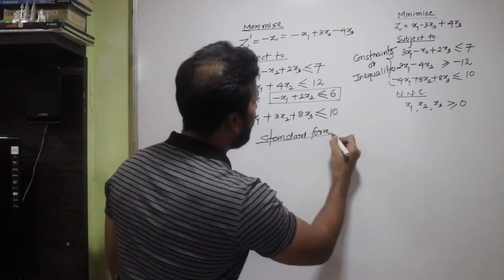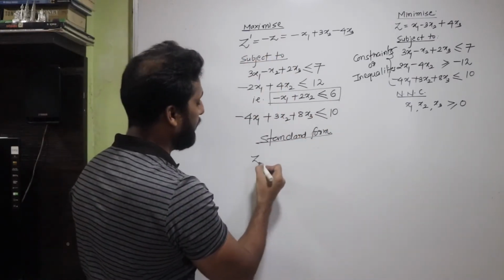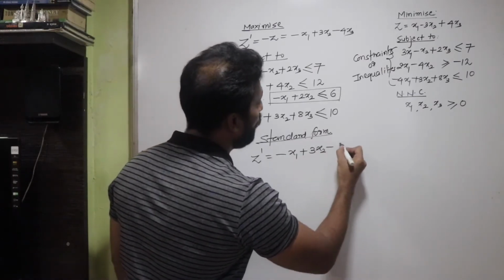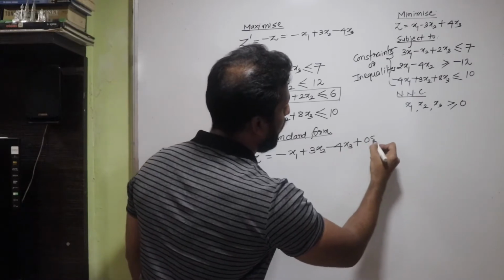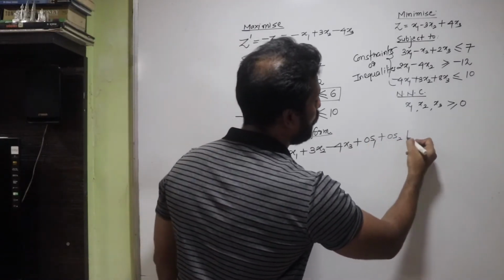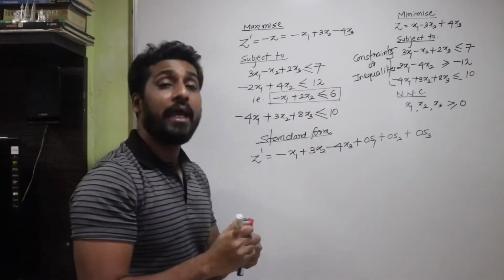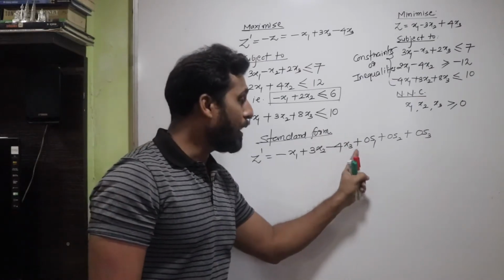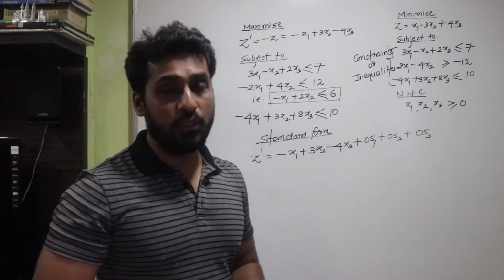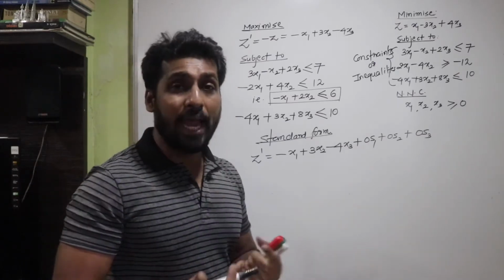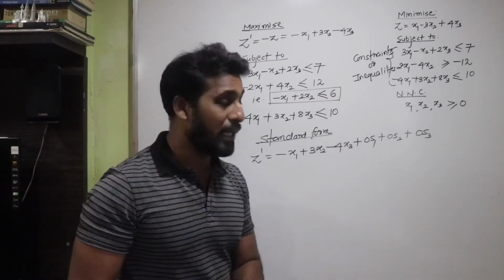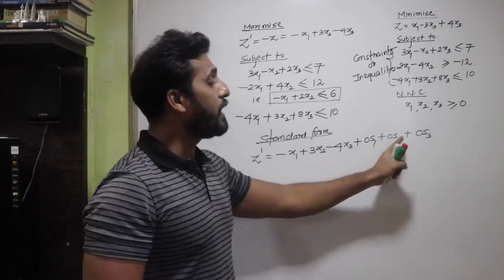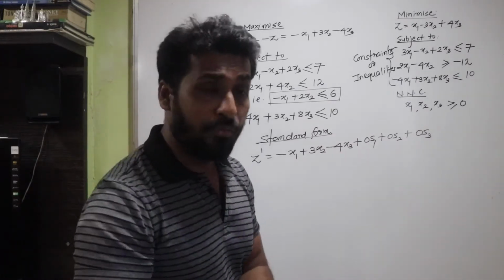I can write the objective function now becomes z dash is equal to minus x1 plus 3x2 minus 4x3 plus 0s1 plus 0s2 plus 0s3. Now you remember why three slack variables are added over here, and it does not matter whether I write a plus sign or a minus sign, because 0 is a neutral number. It is not going to cost us anything whether I write a positive sign or a negative sign. There were three inequations, so three slack variables were going to come, hence I have written s1, s2 and s3, the three slack variables.